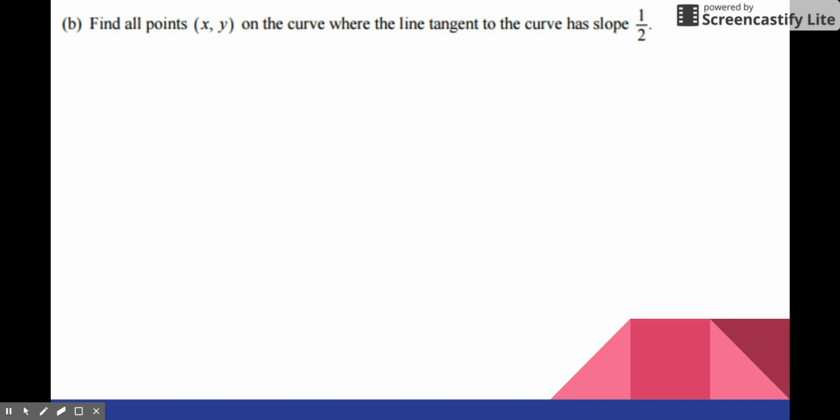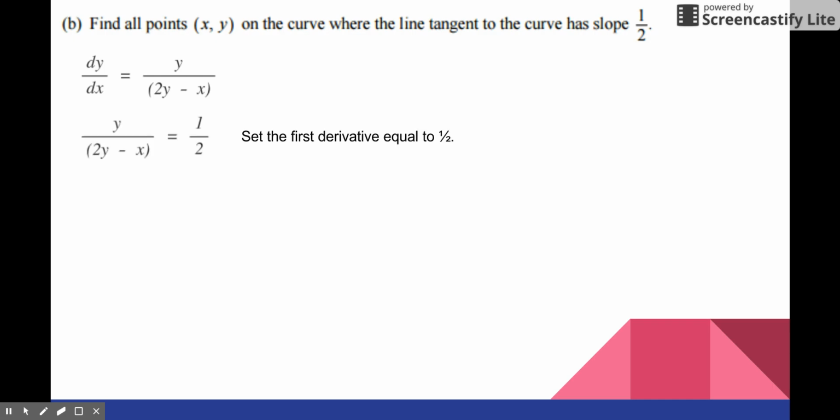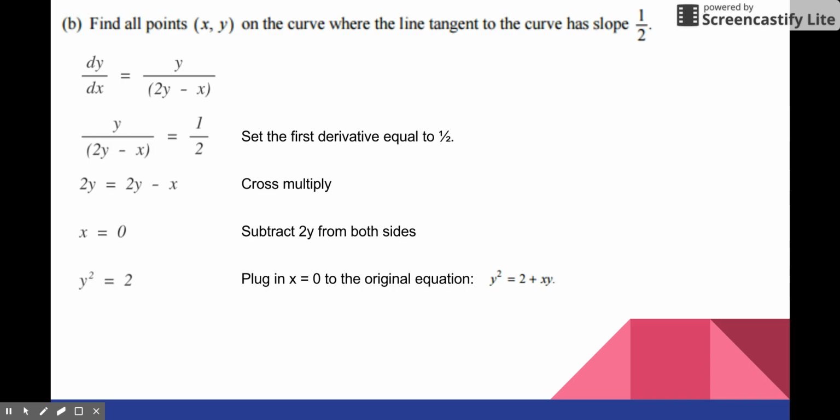Now we are to find all points (x, y) on the curve where the line tangent to the curve has slope of 1/2. So, just remember this is what we found for dy/dx. If dy/dx is equal to y over 2y minus x, then y over 2y minus x, which is our slope at a point, the tangent line, has to equal 1/2. Then we can just cross multiply, say that 2y is equal to 2y minus x. Subtract 2y from both sides, and we get that negative x is equal to 0, so x is equal to 0.